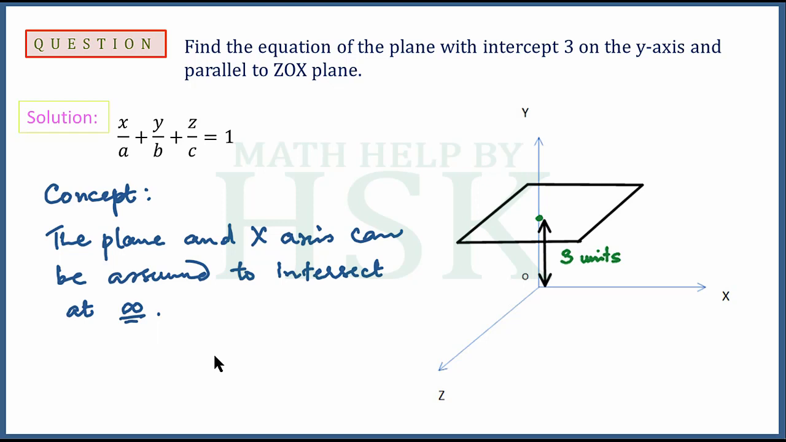So we can write A is equal to infinity. When A is equal to infinity, x upon infinity would be equal to 0, and similarly z upon infinity would be equal to 0. That is why whenever a plane is not going to cut a particular axis, x-axis or z-axis or whichever axis it may be, we replace that term by 0. This is how we apply the intercept form when a particular axis is not intersecting that plane.